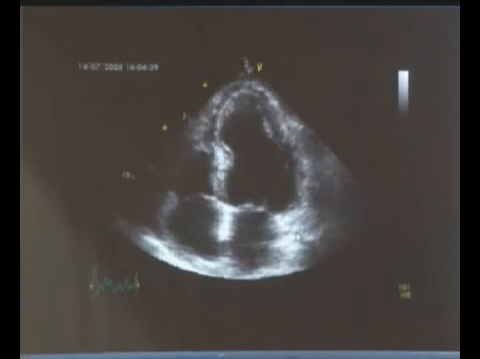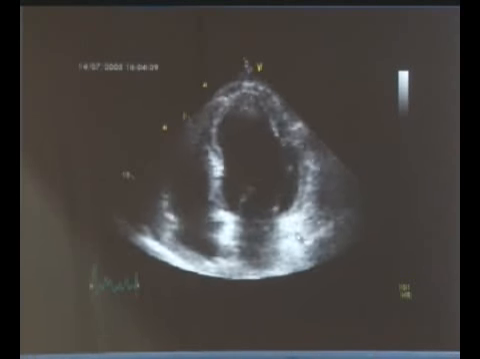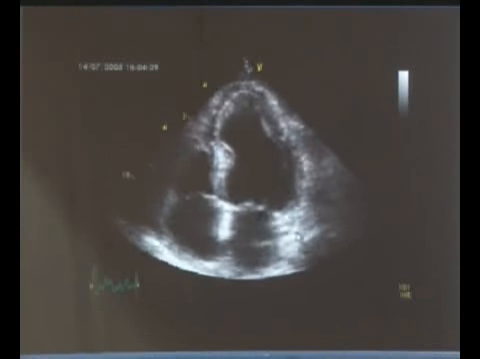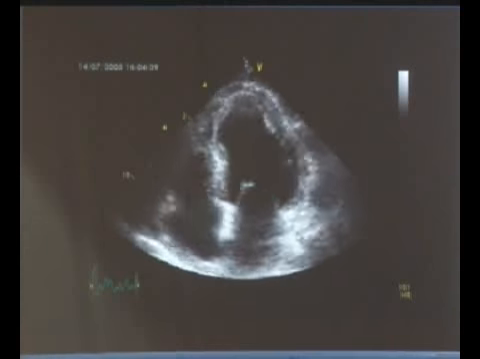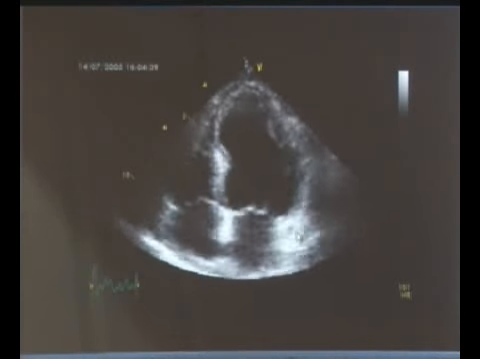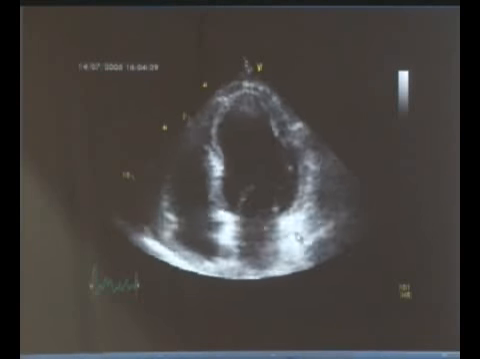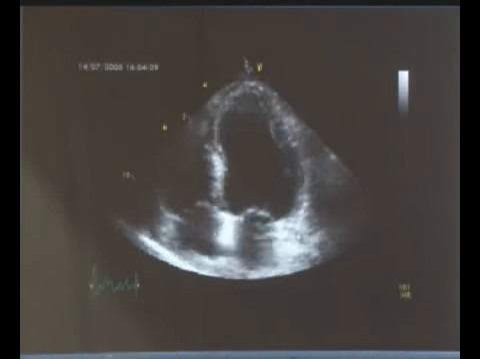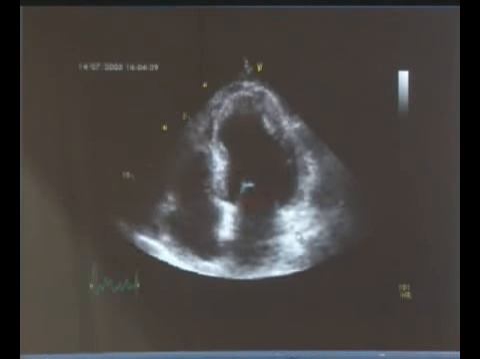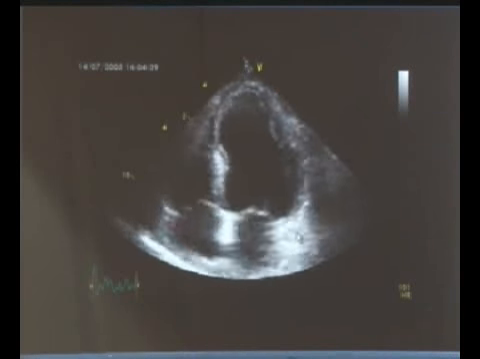Then mid and basal posterolateral wall. Posterior and lateral, they are supplied by circumflex. Rest all LAD, and that is why if you have a proximal LAD lesion, the person goes into shock. 50% of the myocardium is not working.